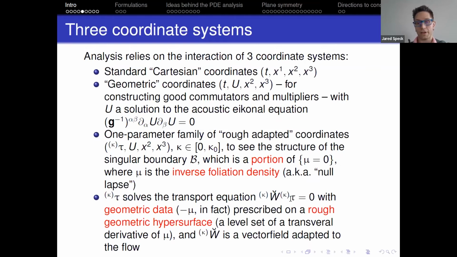Now, what are the initial data for tau kappa? Well, it's very convenient to choose them to be minus mu on a certain hypersurface. The way the setup works is that before the singularity, tau is negative, and tau equals 0 corresponds to being exactly on the singular boundary, exactly where the blow up occurs. Now, where do the initial data live? I'll show you in the next picture.